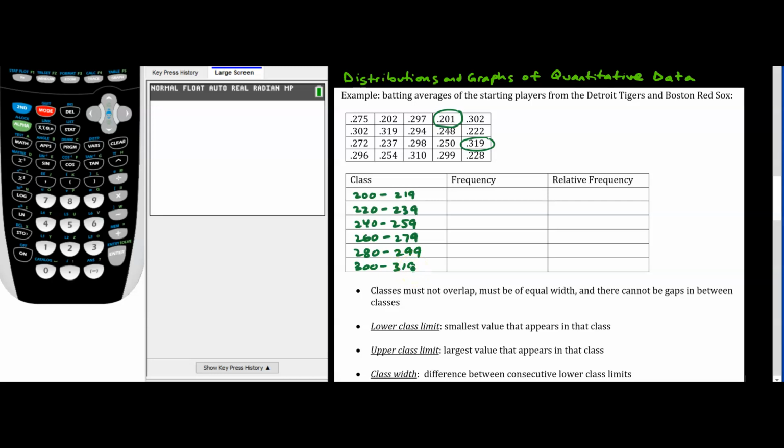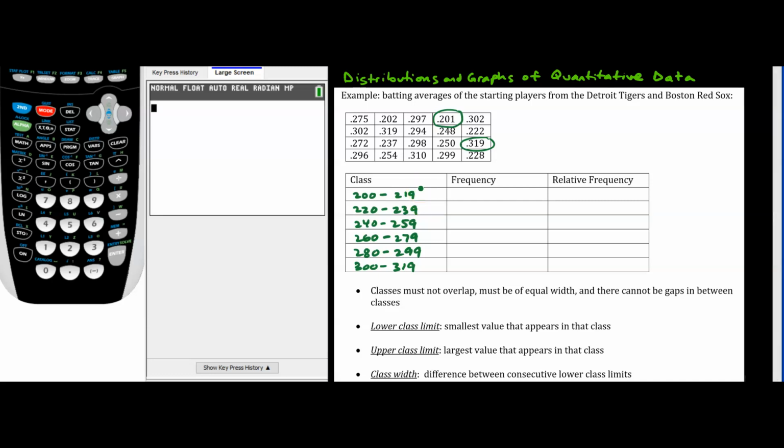And so just a quick note about these classes or these categories that I just made. These are lower class limits. The lower end of each category or of each bin is called the lower class limit. This is the set of upper class limits that you see here. So the upper end of each category or each class is called the upper class limit.